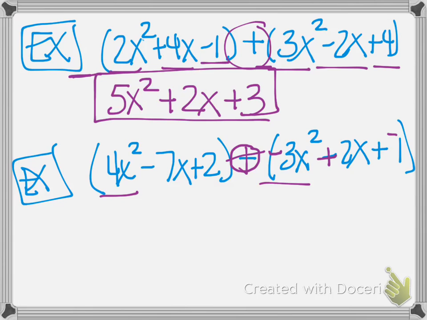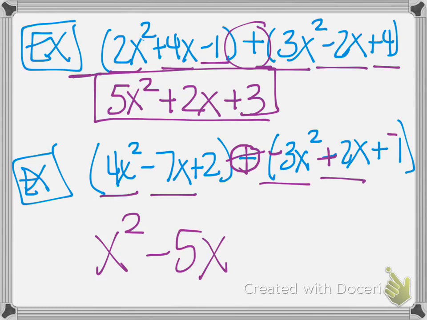4x squared and negative 3x squared is 1x squared. Negative 7x and 2x is negative 5x, and negative 2 and positive 2 and negative 1 is a positive 1. So again, when you have a parentheses minus another parentheses, the idea is to change this to a plus and to flip all the signs inside the parentheses. And then you can just do it like all the other ones.